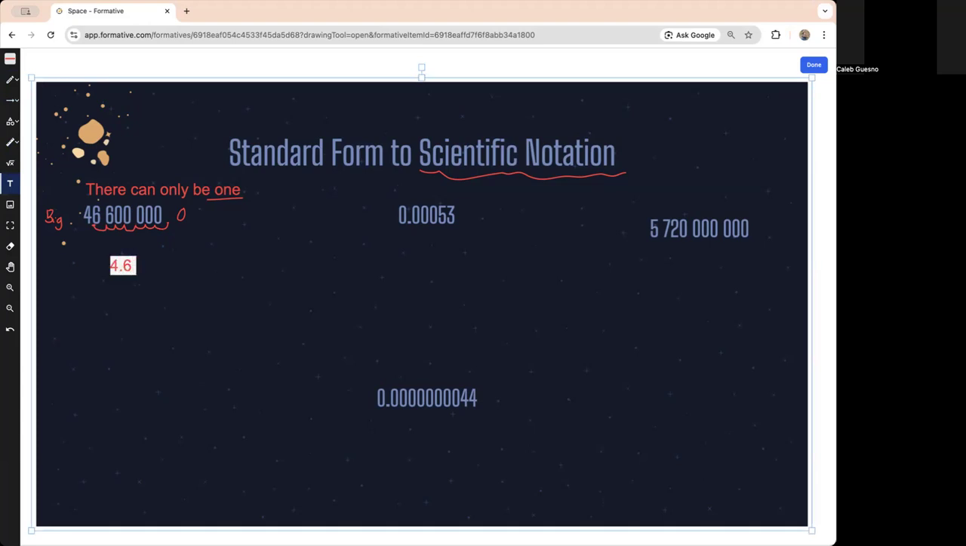4.6 times 10, and then put your exponent here. It's going to be positive 7. Anytime you move to the left, it's going to be positive. 4.6 times 10 to the 7. Let's do the next one.